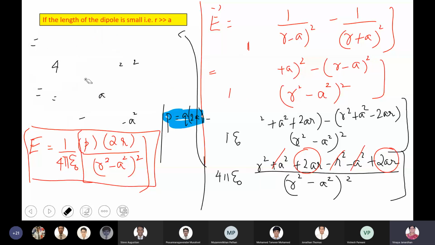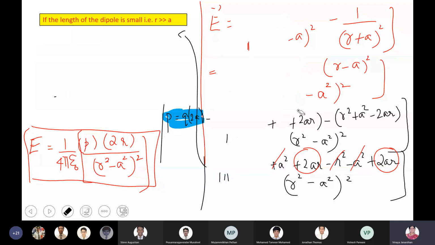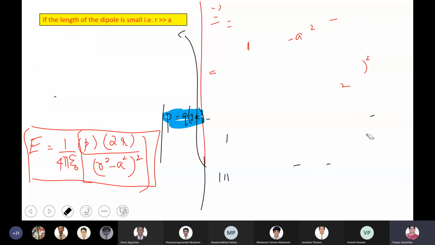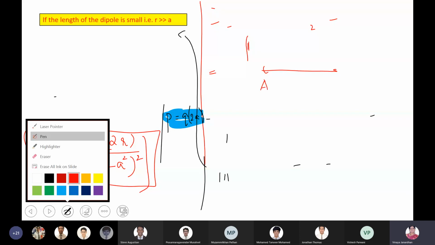Now go for the special case, boys. If the dipole is very small compared to the distance of the point P, if the point P is lying far away, and the dipole is very small. Now, what do you mean by that? One second, students. Suppose you have a short dipole.